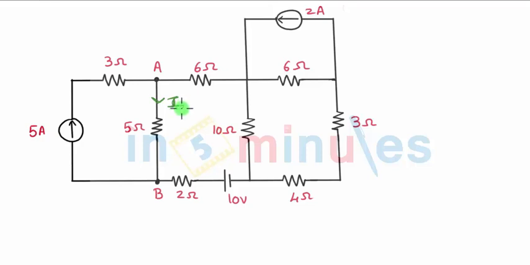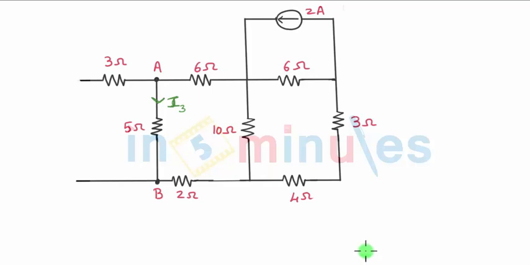So let's call this current as I3 this time, and we are going to keep this 2 ampere current source. So remove this 5 ampere source. Once again, the 3 ohms will not be playing any role, and this 10 volts will be replaced with a short circuit. So that's the resulting circuit that we have.